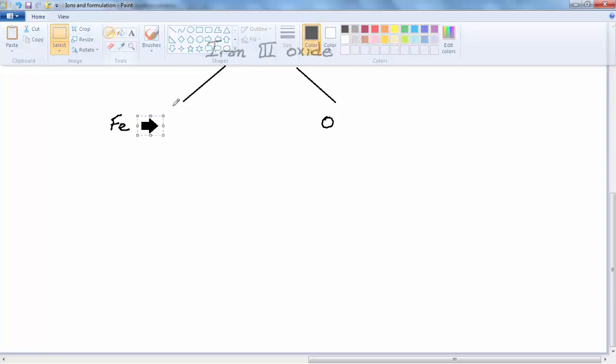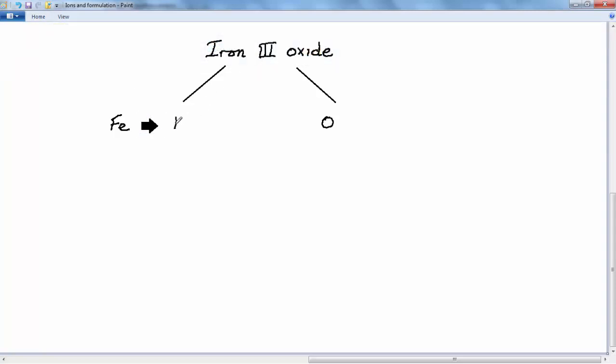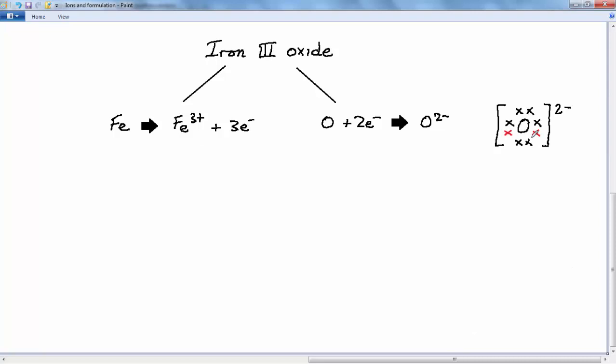Alright, so we're going to form the iron 3+ ion because it's iron 3 oxide, and it's going to lose 3 of its electrons to get that stable configuration. Oxygen, however, is in group 6. It's got 6 electrons. It wants to pick up an extra 2 in order to get the complete octet. So it picks up 2 electrons to form O2-. Let's just look at the electron configuration for oxygen. Okay, there you've got your 2 extra electrons that have been picked up as an O2-.